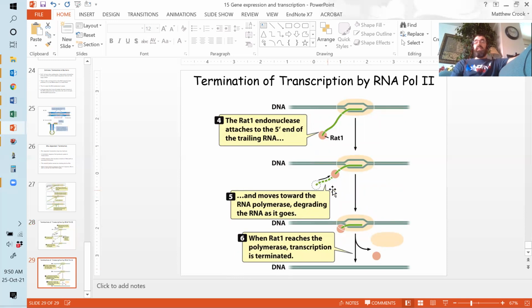And so essentially its job is to chew up that free bit of unused RNA, which doesn't encode anything, until it gets to the RNA polymerase, and again, forces it off and terminates transcription. And that's that pretty much.